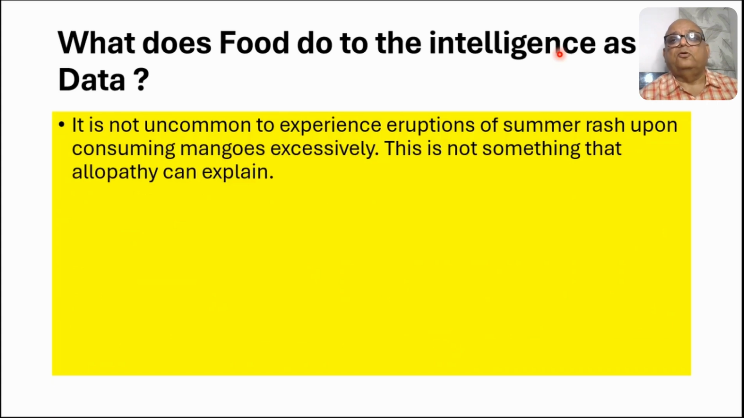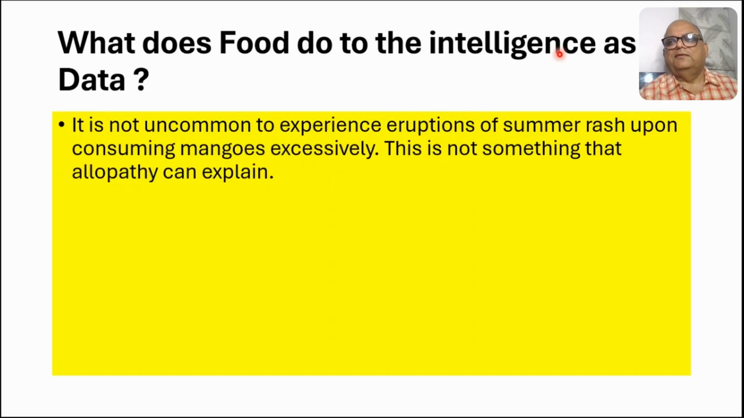If you eat excessive mangoes, for example, there is a heat rash. There is appearance of rash in the skin. And this is not something which dietitians can explain, because neither carbohydrates nor fats nor vitamins nor minerals can explain why eruptions should happen. It is some neurotransmitter released by the nerve ends which leads to rash.